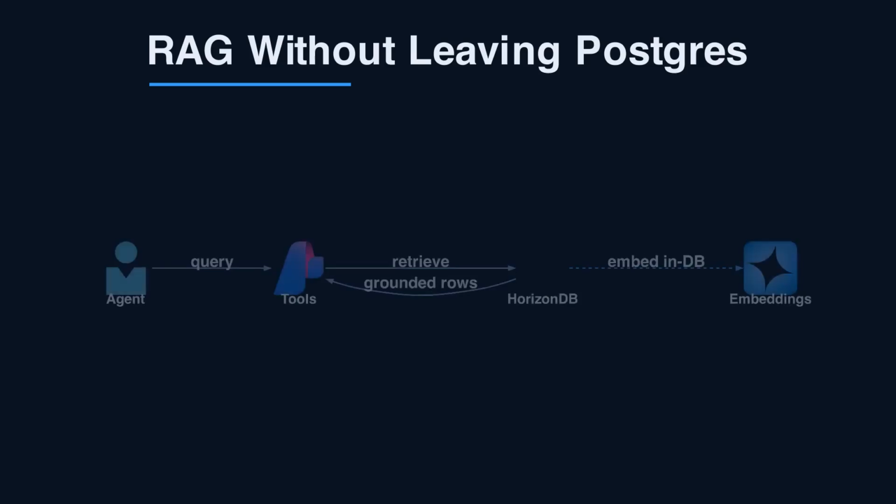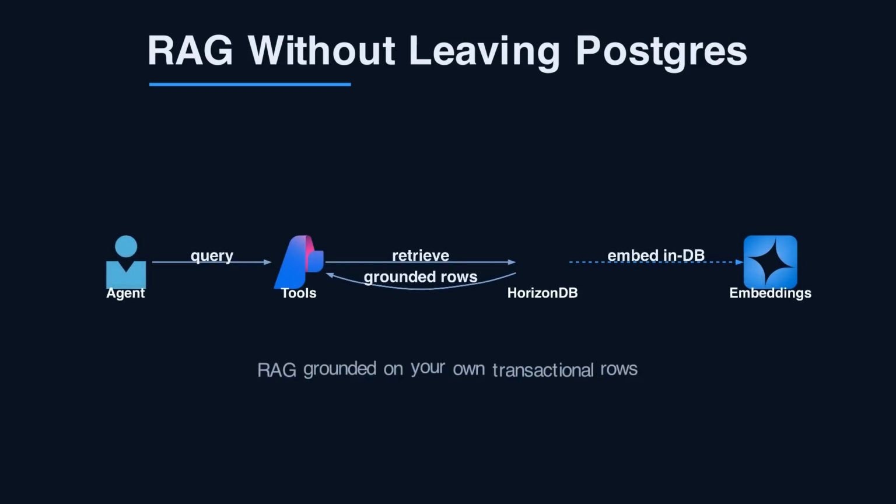Now build retrieval augmented generation on the same rows. The azure_ai extension generates embeddings in database with create_embeddings. No round trip to an external pipeline to embed text. Wire it into Azure AI Foundry tools for your agents. Retrieval grounds answers on your own transactional data.